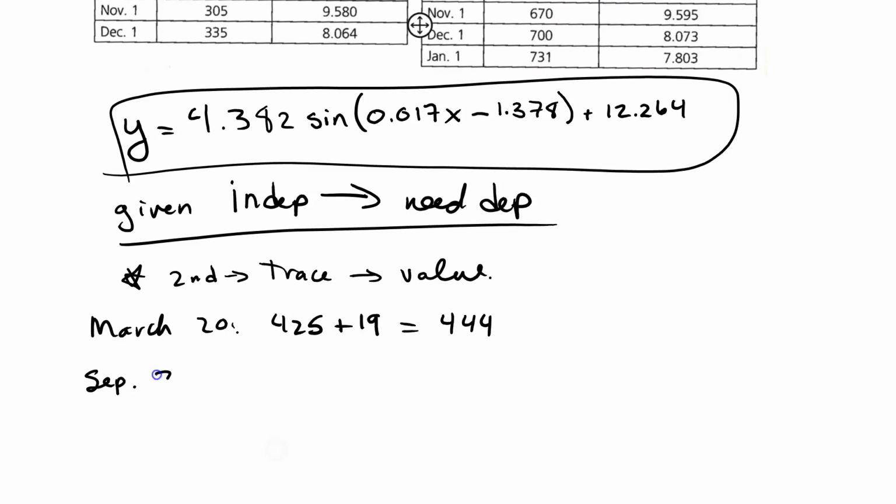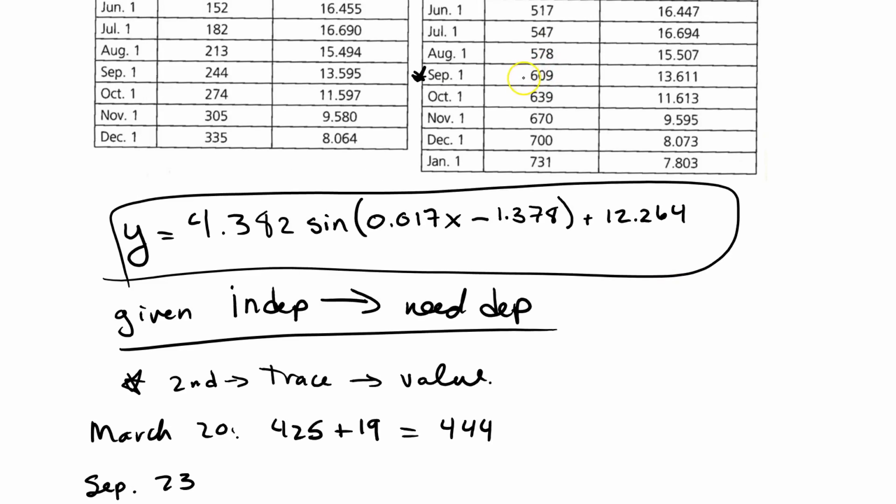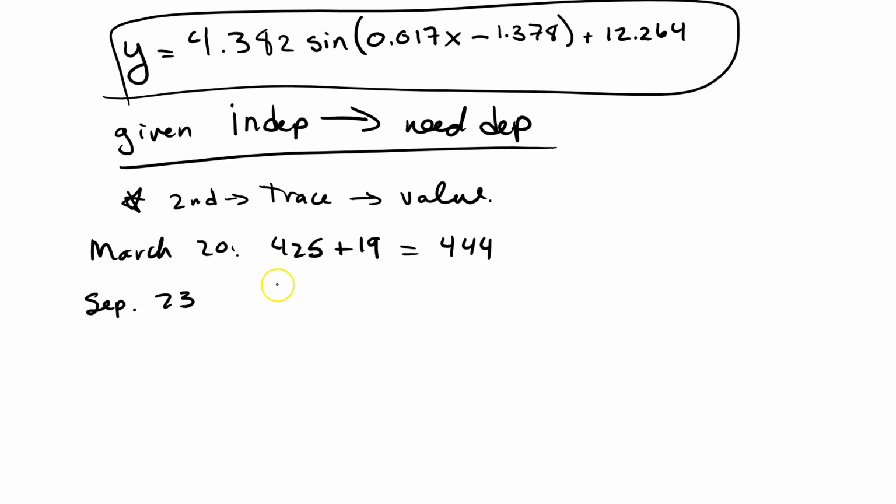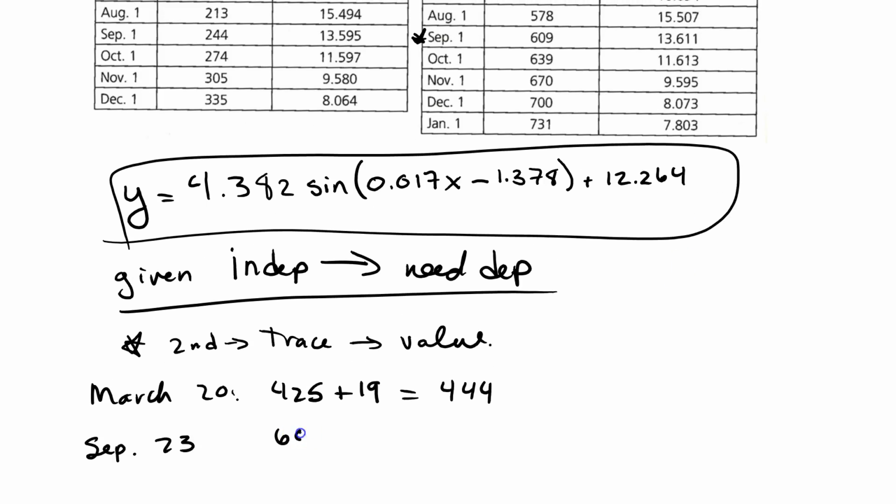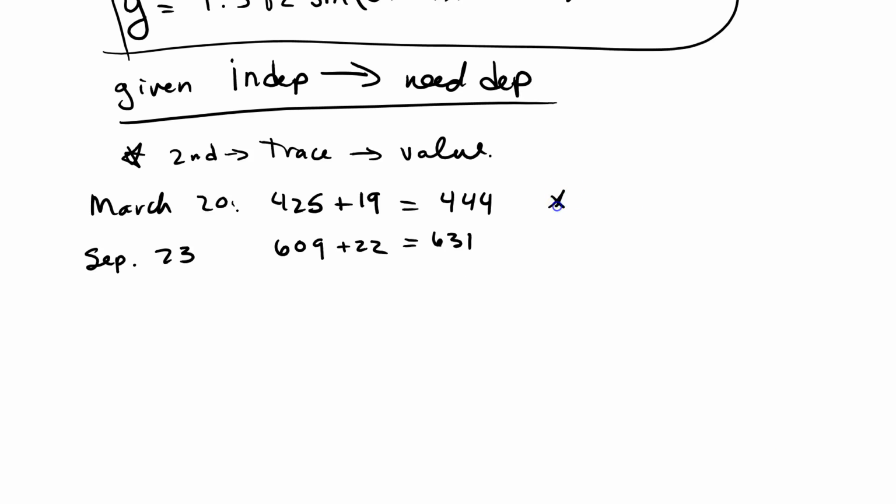And September 23rd is going to be 609 plus 22. So that becomes 609, 619, 629, plus 2 is 631. Fabulous. So we want to find out when x equals 444, what does y equal? And for this one, when x equals 631, y equals what?